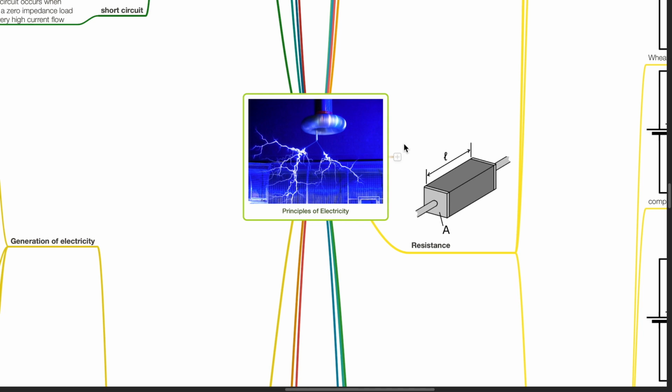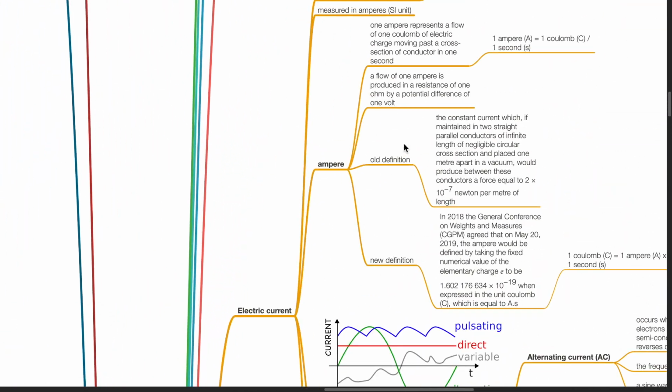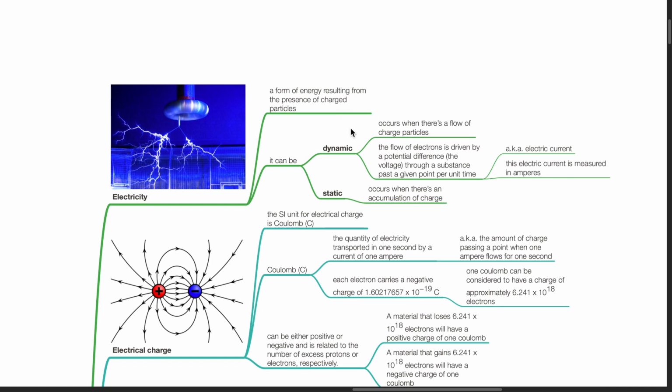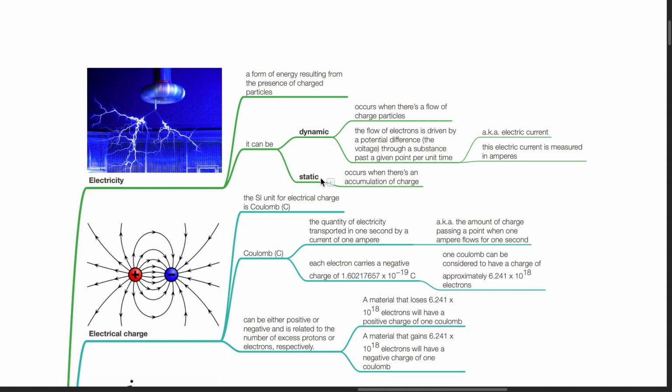Today we'll be discussing principles of electricity. Electricity is a form of energy resulting from the presence of charged particles. It can be dynamic or static. Dynamic electricity occurs when there is a flow of charged particles. The flow of electrons is driven by a potential difference, the voltage, through a substance past a given point per unit time, also known as electric current. This electric current is measured in amperes.